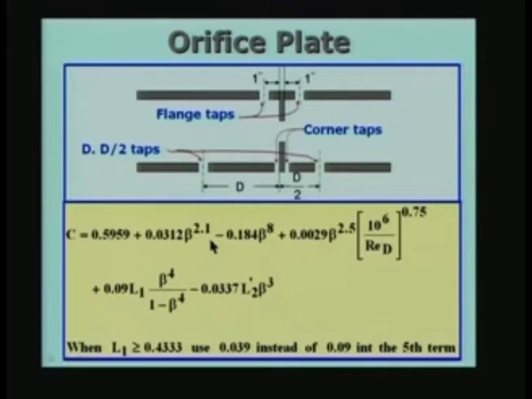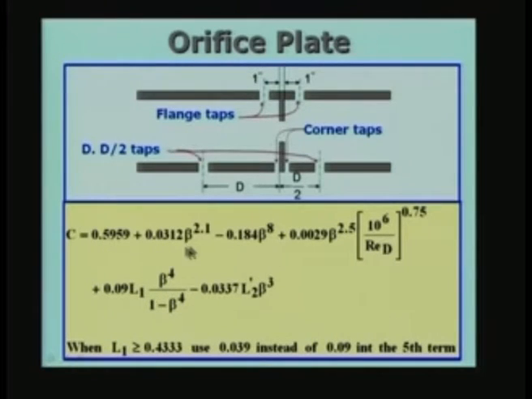The third point which I want to discuss here is, depending on the location of the taps, I will refer to this length as L1 and this length as L2'. L1 is the distance from the orifice plate to the upstream tap, and L2' is the distance from this face to the other tap, the second tap. The coefficient of discharge has been measured for standard orifices, and it depends on two factors.